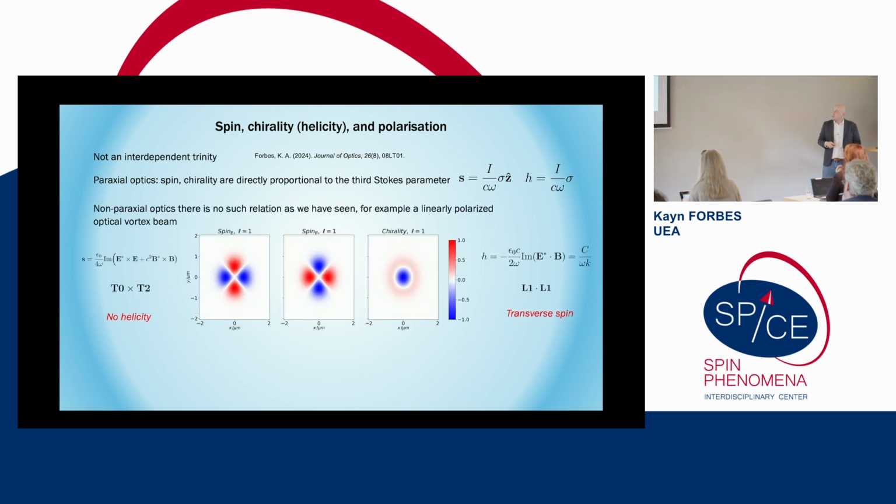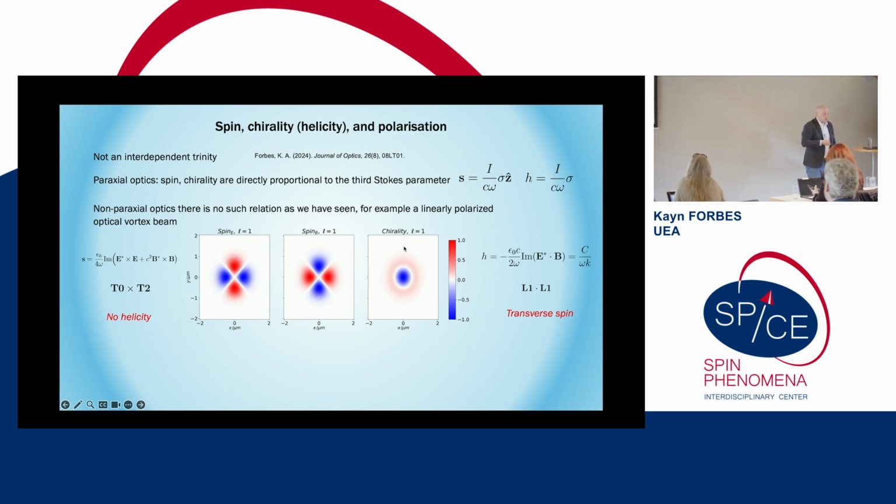That is definitely not the case for non-paraxial optics. There's no relation like that, okay? Because what we've seen is that the linearly polarized light of a vortex beam looks like this. These four-lobe structures here, okay? And there's no helicity associated with this. There is no helicity associated with the spin of these beams, okay?